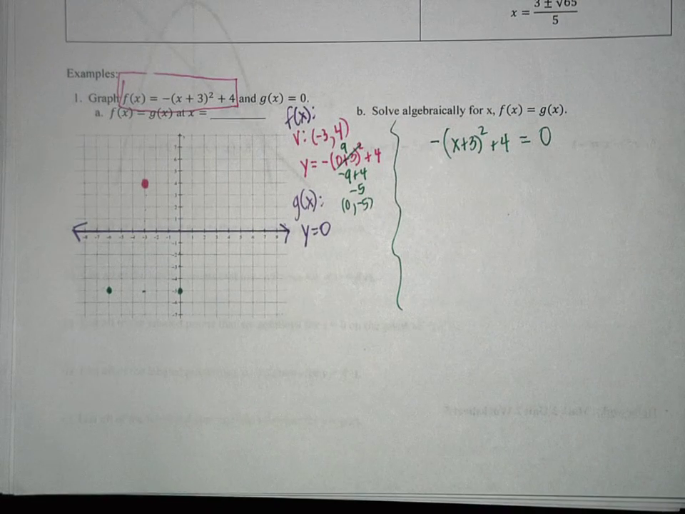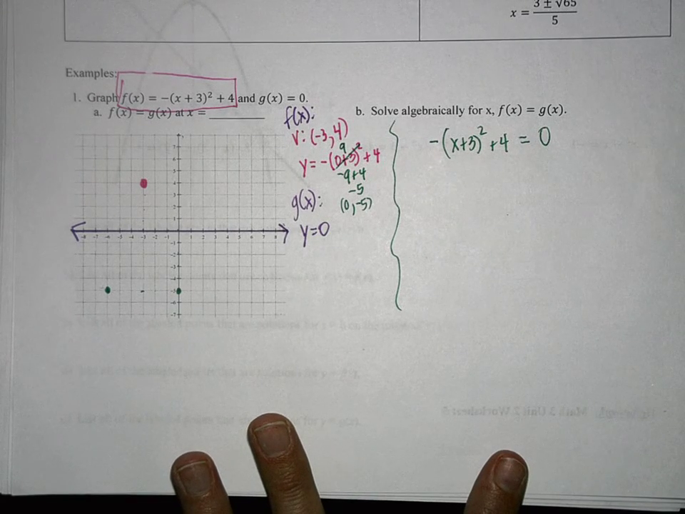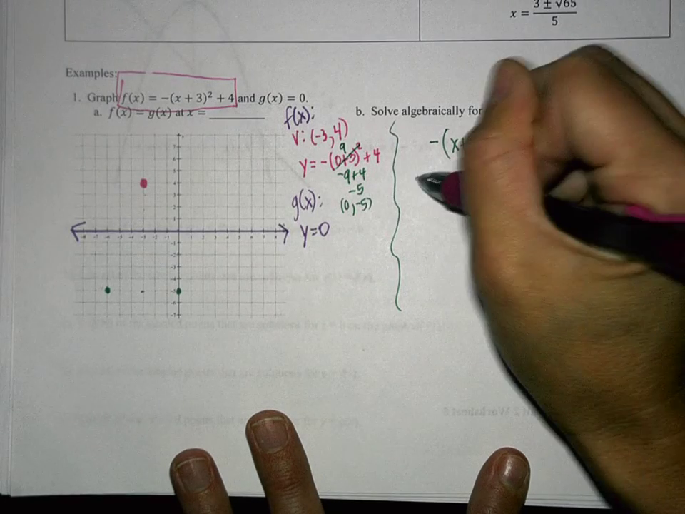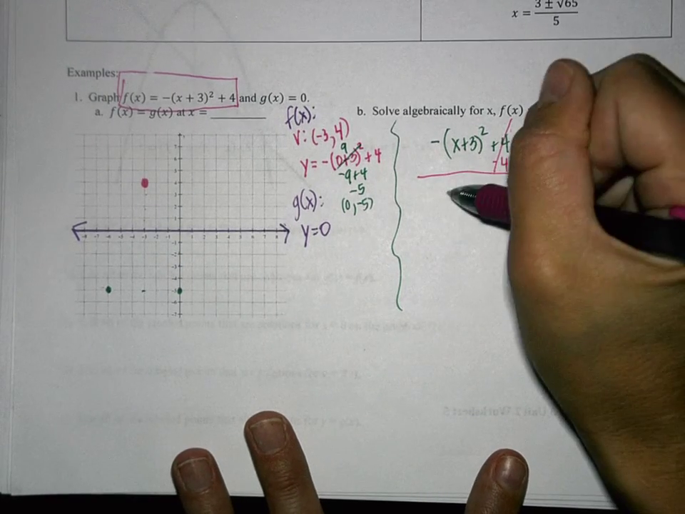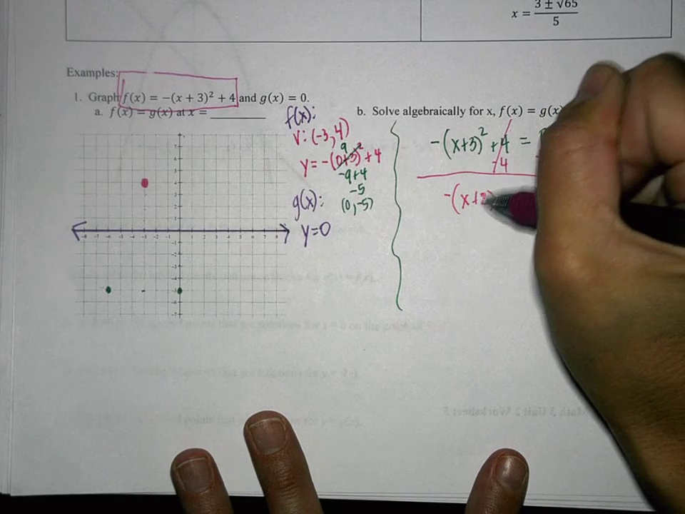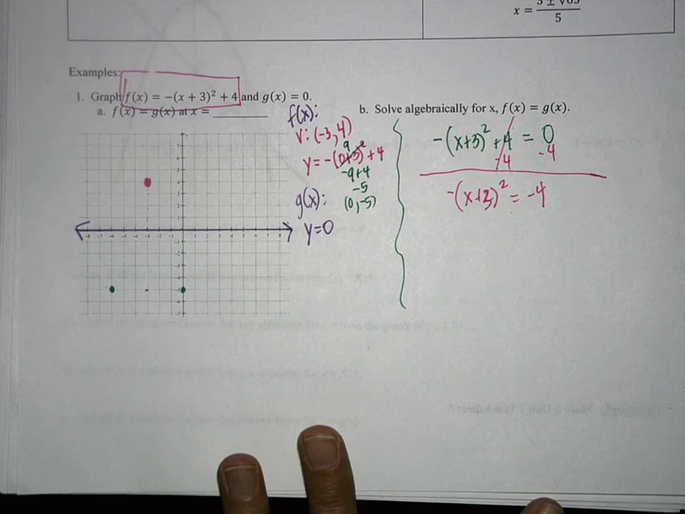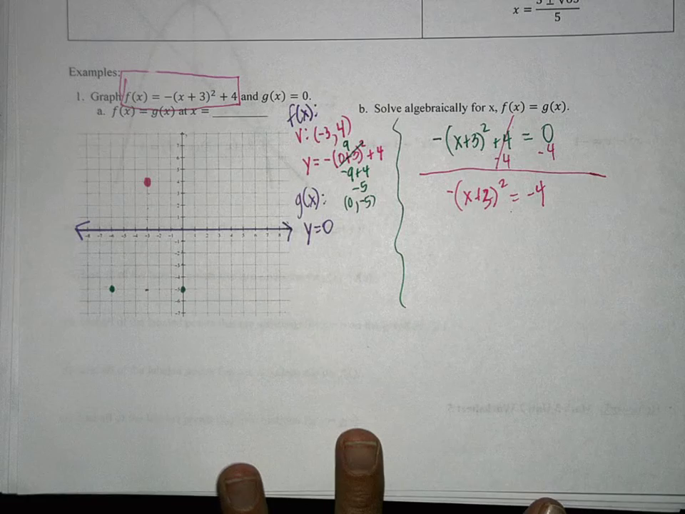What will I do to end up solving this? What do I need to do first? Good, subtract 4, because we want the square by itself. So we subtract 4 to both sides. Negative parenthesis x plus 3 squared equals negative 4. Is the square by itself? No. What am I going to do next?